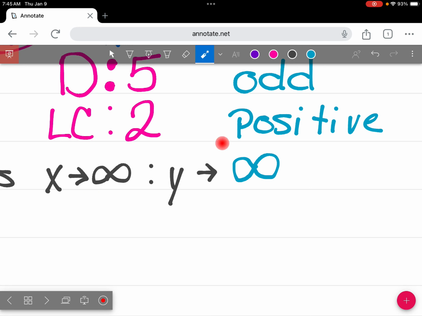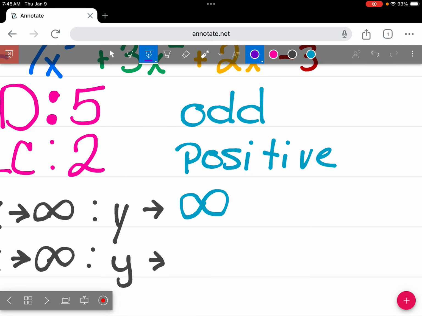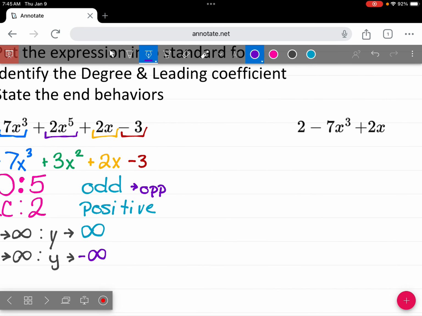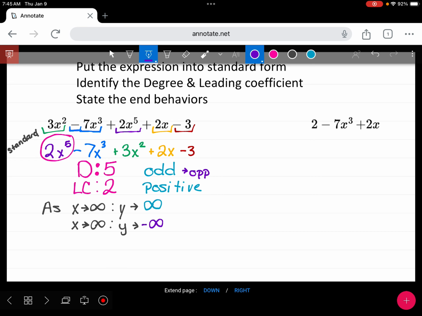So our positive x is always going to match whatever this piece is here. So if it's positive x, it matches our leading coefficient, positive. We're looking at odds, so they go opposite directions. So my y is going to approach what? Odd means opposite. So we're going to approach negative infinity. Okay. Questions on that one?